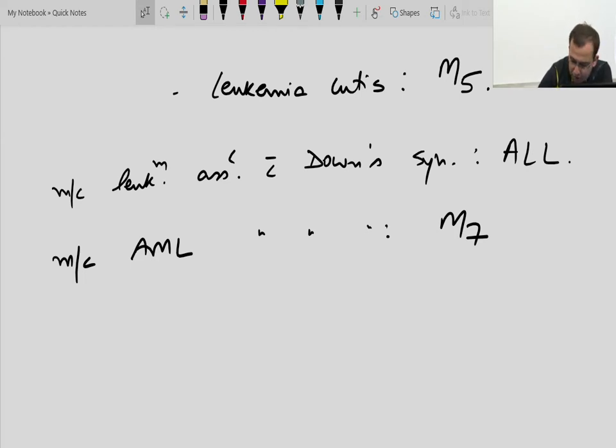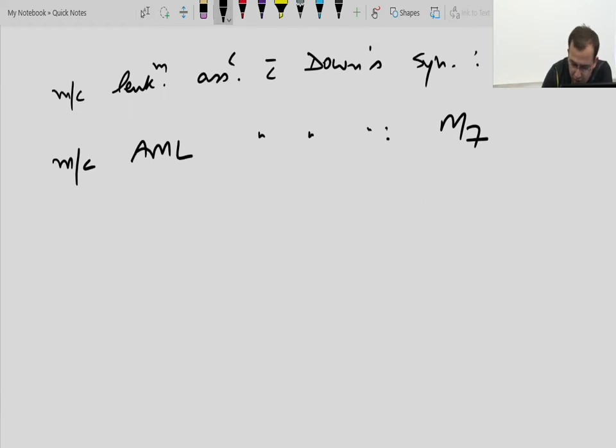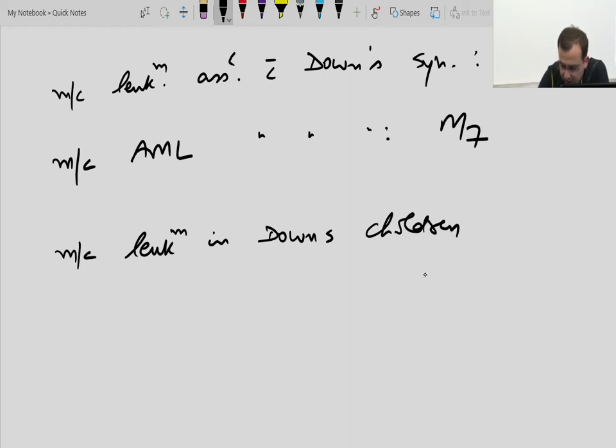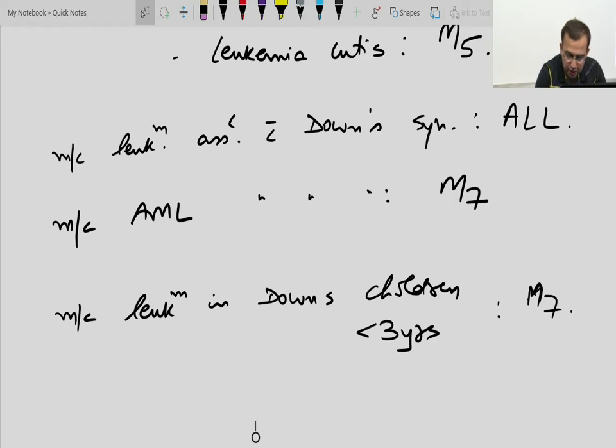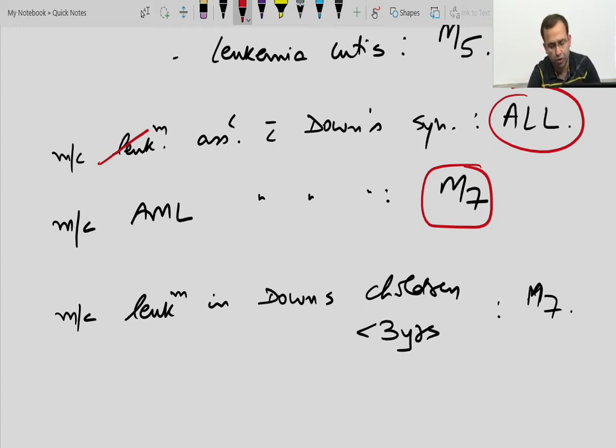Last point, the most common leukemia in Down syndrome in children less than 3 years is again M7. This has not been asked till now but can very well be asked. So see the difference in the three statements. The most common leukemia in Downs is ALL, whereas AML in Downs is M7, which was the least common overall. But the most common leukemia in Downs in less than 3 years of age is again M7.